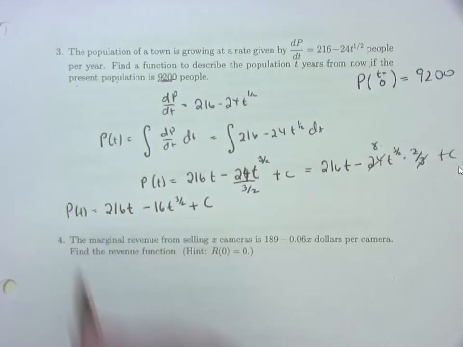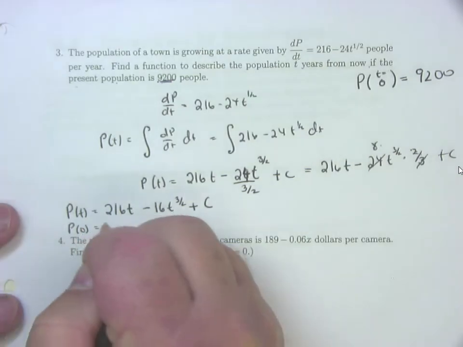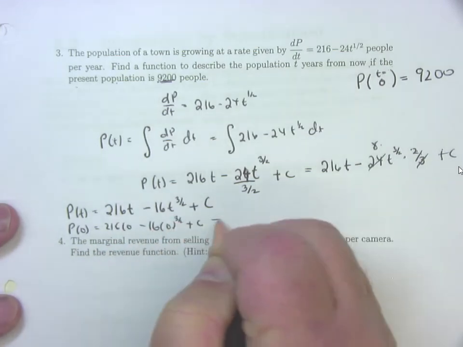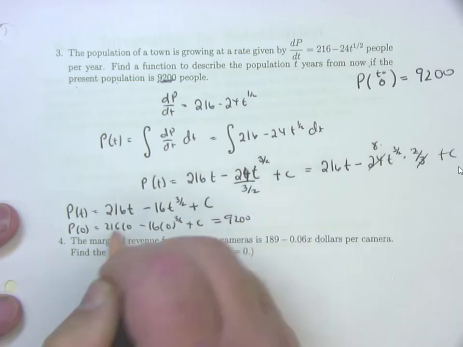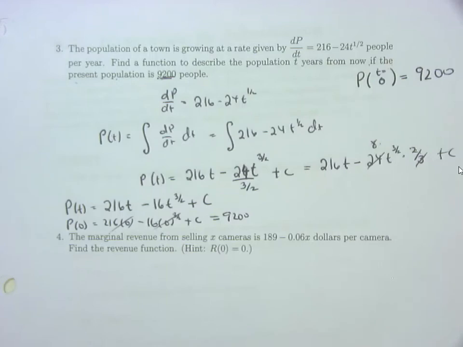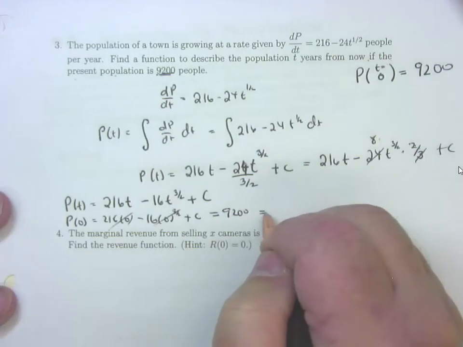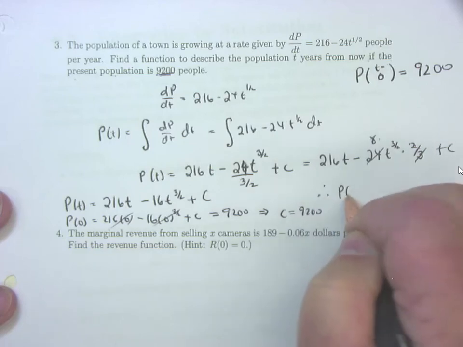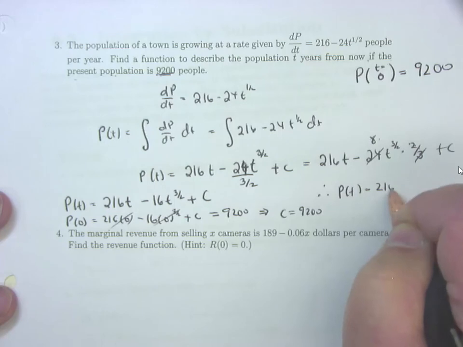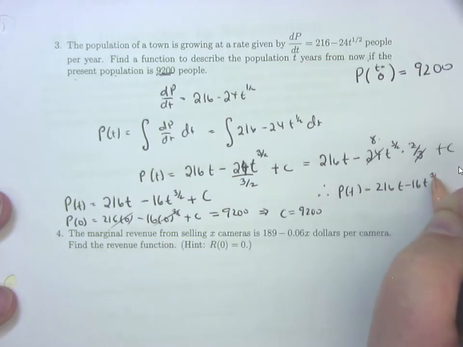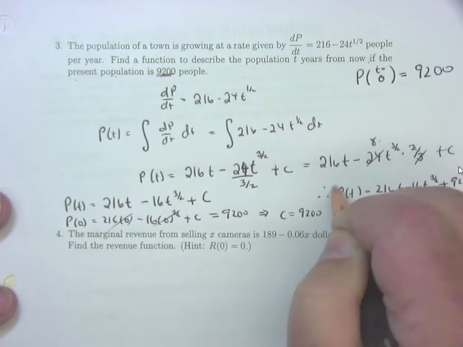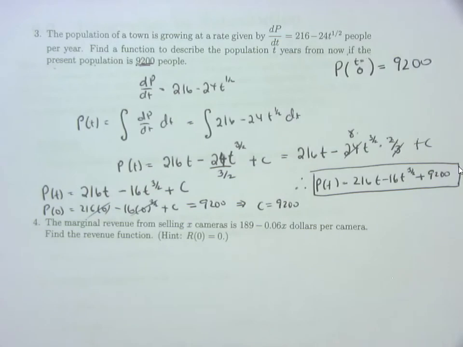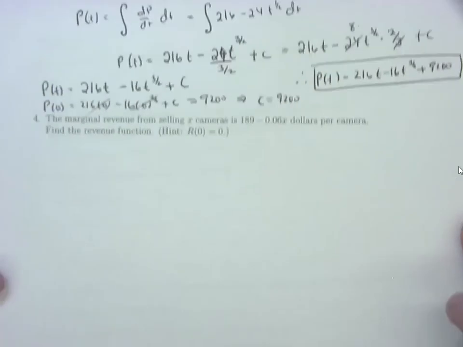So here we go. Plug it in. P of 0 equals 216 times 0 minus 16 times 0 to the 3/2 plus c, and that's got to be equal to 9,200. Well, 0 times anybody is 0. 0 to any power is 0, plus c makes c equal to 9,200. So therefore, you get your answer. P of t is equal to 216t minus 16t to the 3/2 plus 9,200. There is my answer.